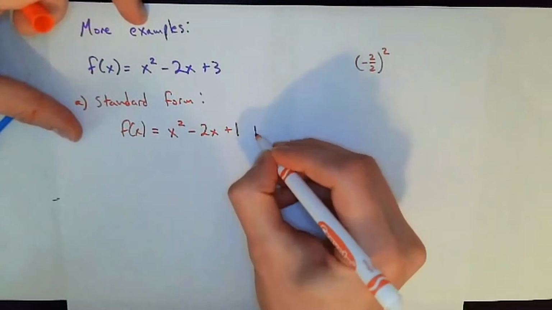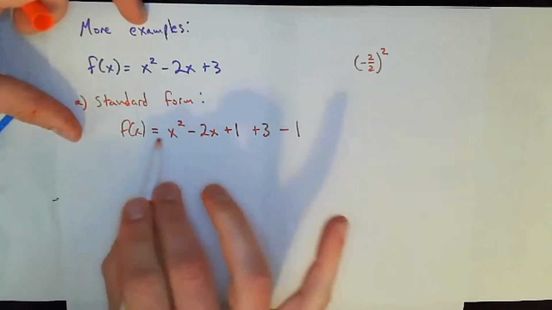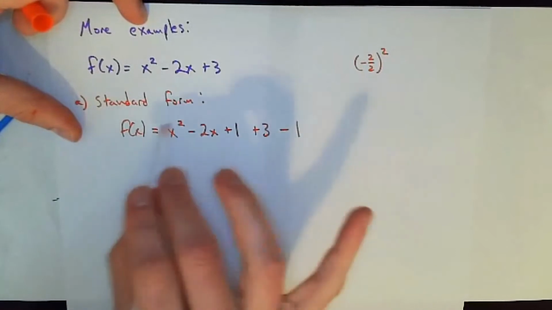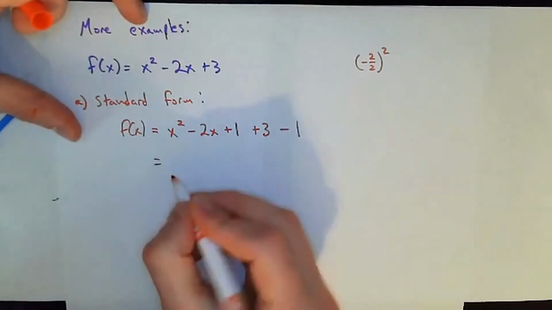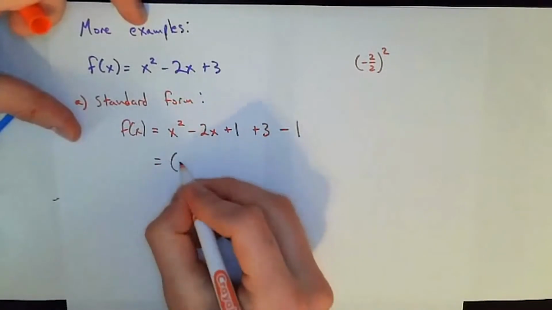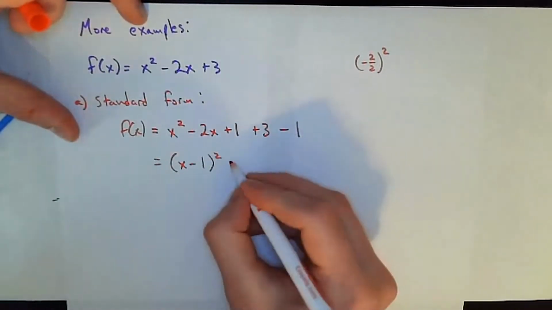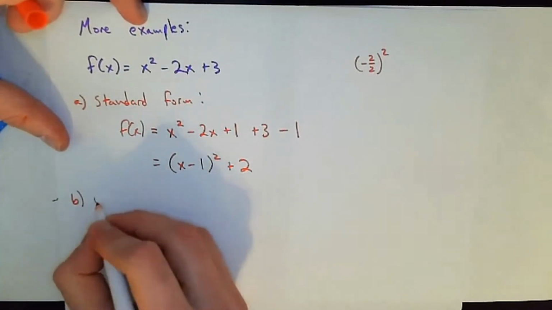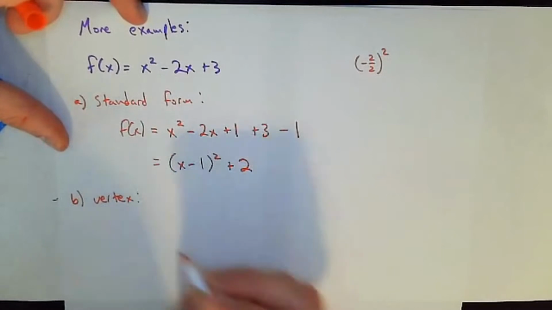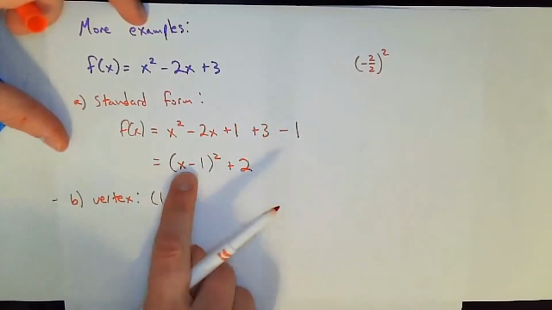That's going to end up being a 1. And then I have my plus 3, and I need to subtract that 1 back out. There's no number multiplied out here that is going to adjust that. It's just plus 1 minus 1. This factors into x minus 1 all squared, and 3 minus 1 is 2. Okay, good. There's standard form. Awesome. Vertex then. The vertex is 1, 2, coming straight from this form.